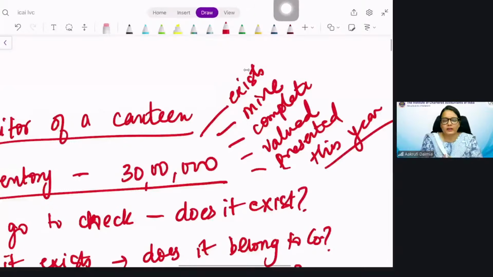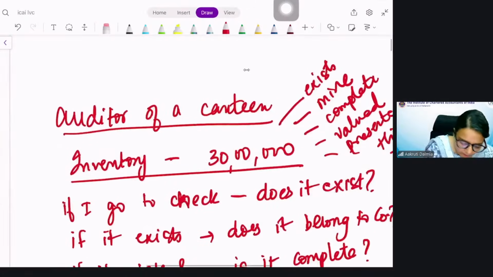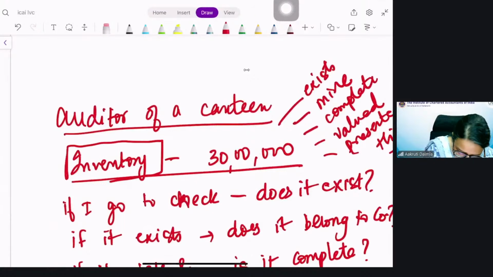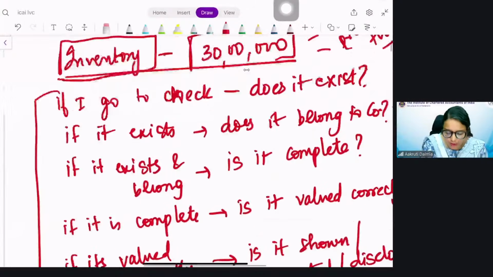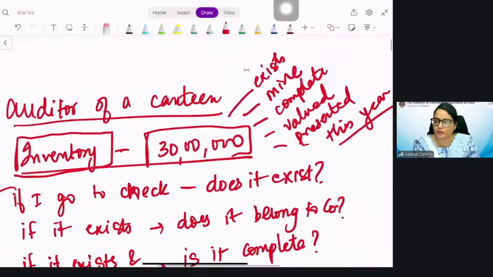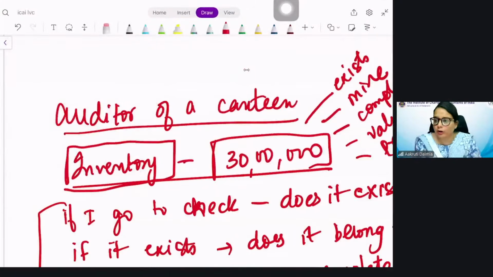So basically, when we are auditing one item, we are answering these many questions. So it means, let's say Rashmi is the auditor and she wants to check inventory. Will Rashmi go and see the stock? Is that enough? Will you finish the audit of inventory? If she just goes and sees the inventory, will you feel satisfied?